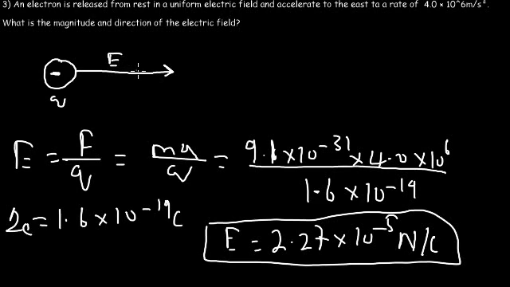Now, in a case whereby you are asked to find the direction of the electric force, what would you do? Good. It should be opposite to that of the electric field. So if the electric field is directed towards the east, then the electric force will be directed towards the west. Simple as that. So that is an easy way to identify the direction of the electric force given that of the electric field.